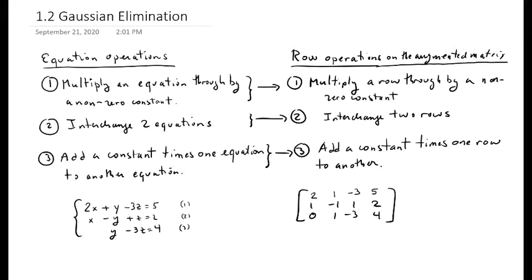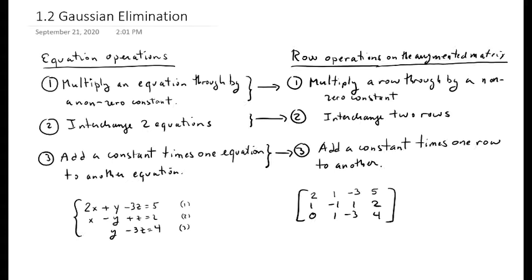Now, what are the types of operations I can perform on a linear system that will not affect the solution set? There are three of them, and they're listed on the left here. And to each of them corresponds a row operation that I can perform on the augmented matrix that is associated to that linear system.